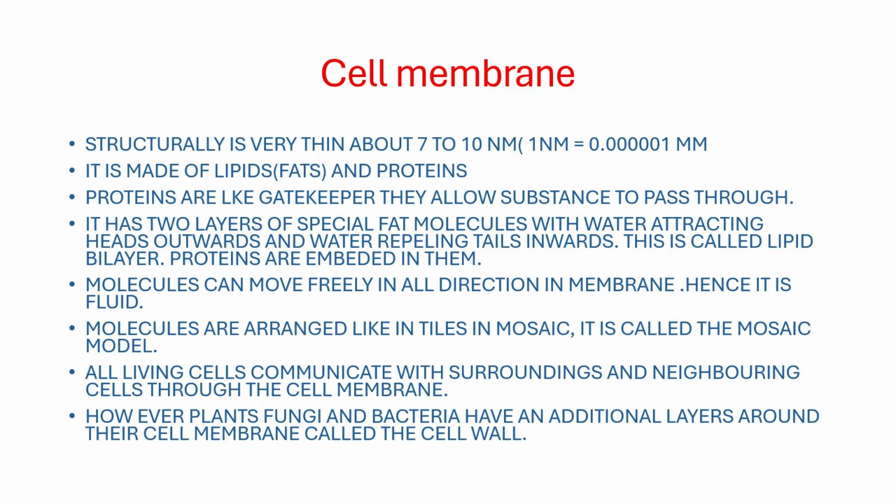All living cells communicate with surroundings and neighboring cells through the cell membrane. And substances can come in and go out through the cell membrane. It is a kind of communication. If something is required inside the cell, they will take it inside through the cell membrane, and some waste is thrown out with the help of the cell membrane. However, plants, fungi, and bacteria have an additional layer around their cell membrane called the cell wall.